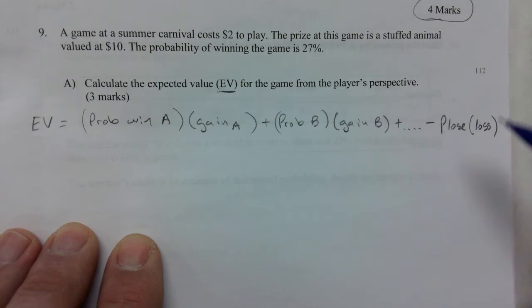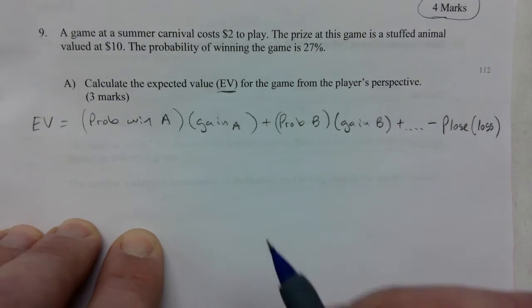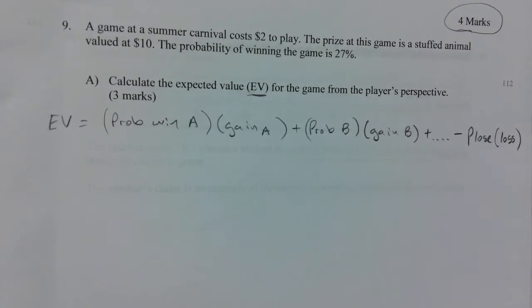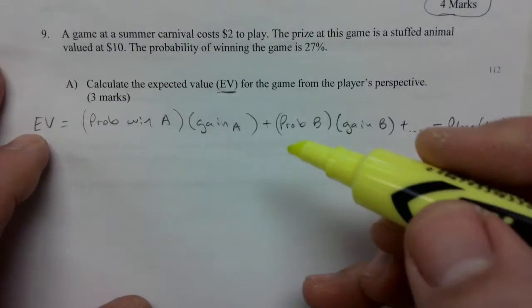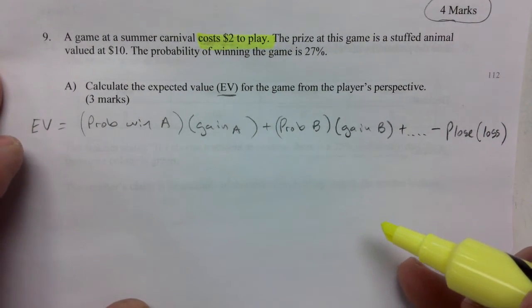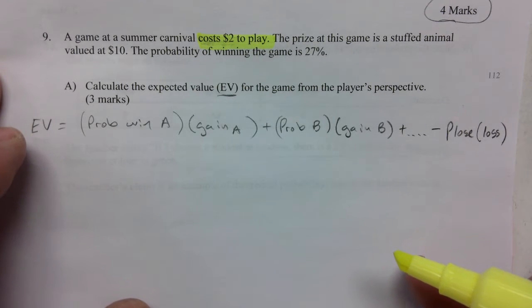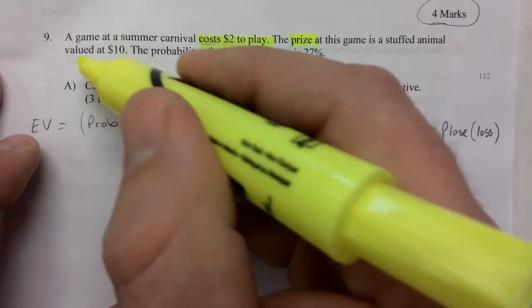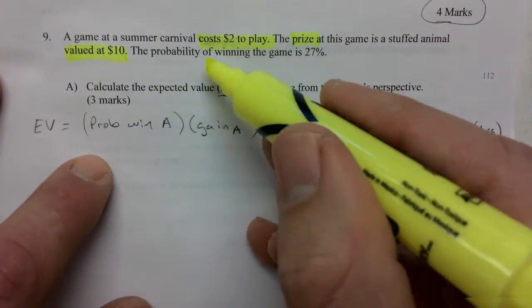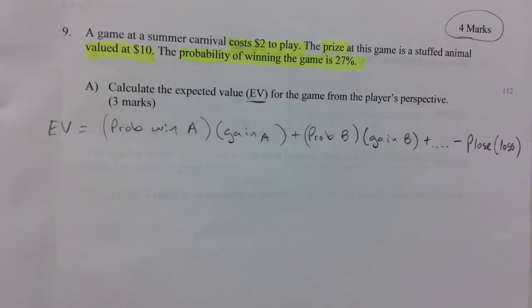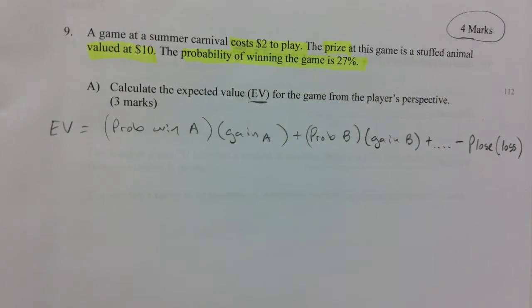This is a 4-mark question for the page, right? So it's a lot of marks. Highlight the important stuff. It costs $2 to play. That's always important. It could be a contract, it could be anything, but it's the cost to participate, right? The prize is $10. Probability of winning is 27%. And it seems like there's only one prize.